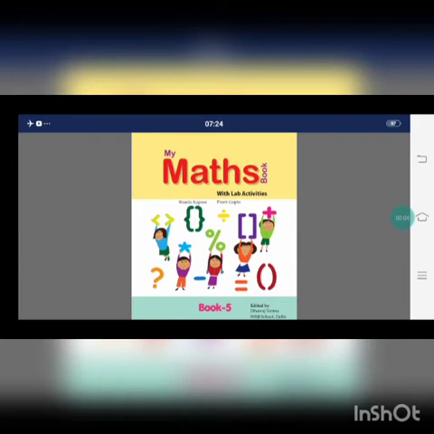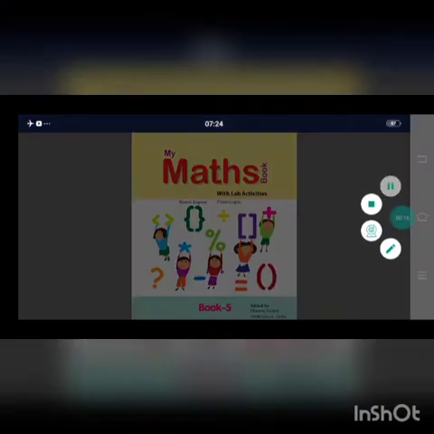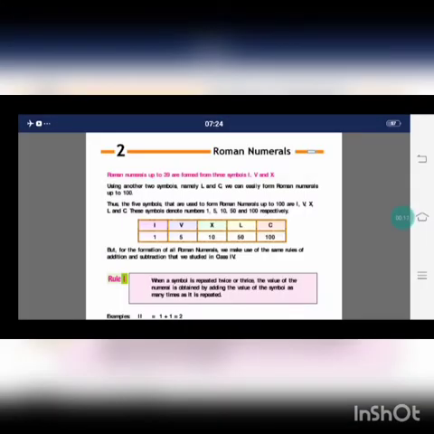This is your maths book. Chapter number 1, we have already done large numbers. Today, we will do chapter number 2, and the chapter name is Roman numerals. Okay, what is the chapter name? The chapter name is Roman numerals. So, students, you have read about Roman numerals in your previous class. Today we will know what is the rule to write down Roman numerals.